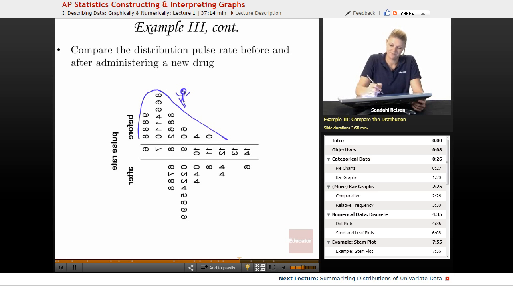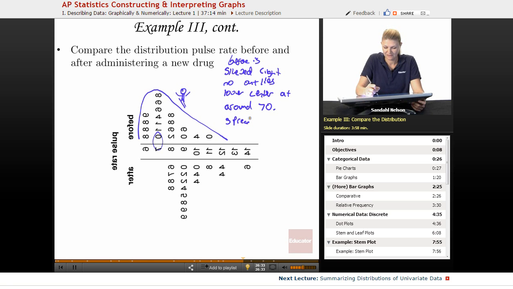is skewed right. So before is skewed right, and we say there's no outliers. And we can say that it has a lower center, right? Because now we're centered somewhere around 70. Lower center at around 70. And we can say that the spread is, it's a little hard to read in the mirror, but 68 to 110.